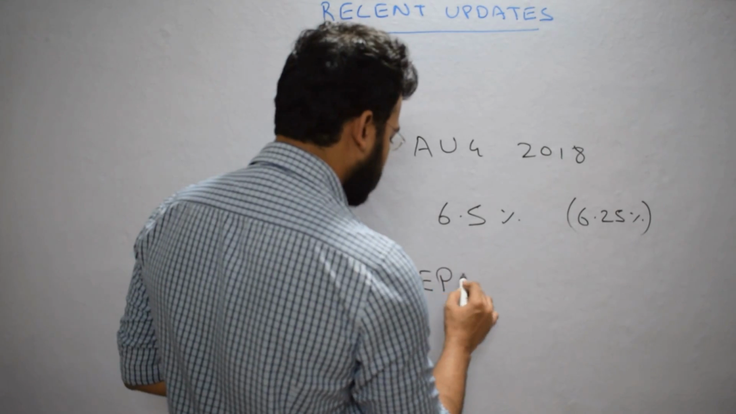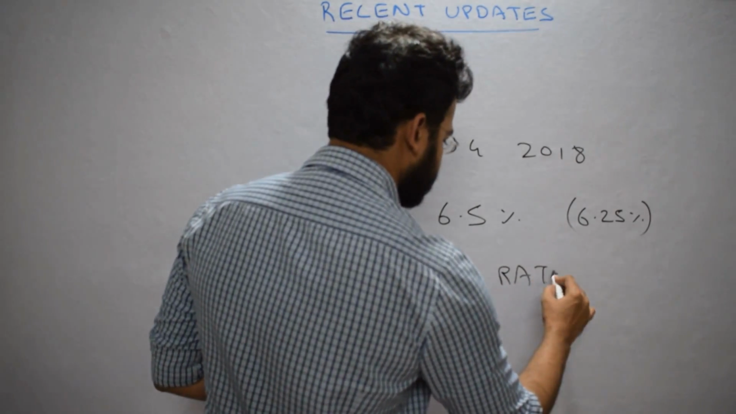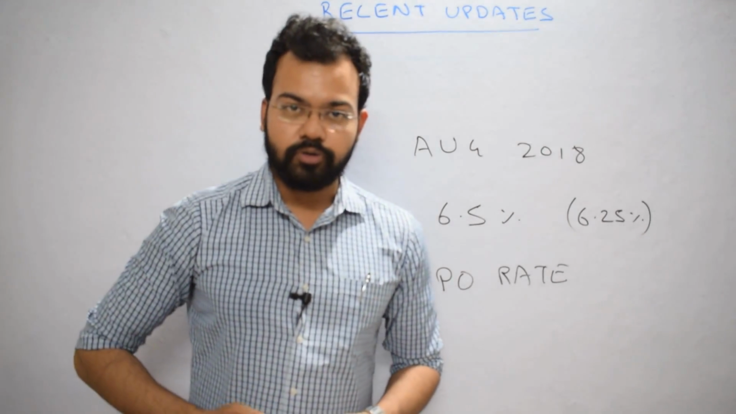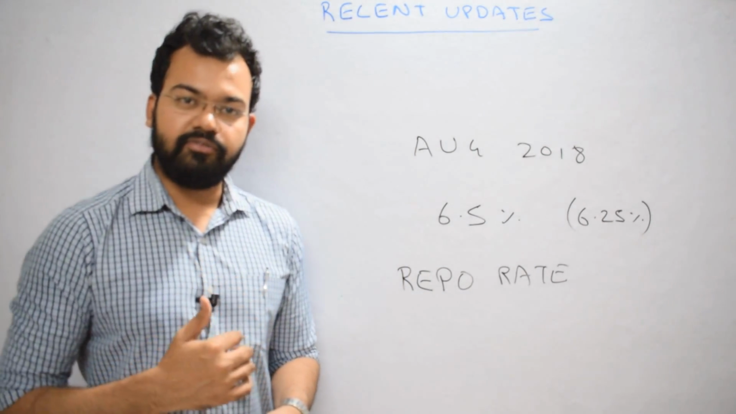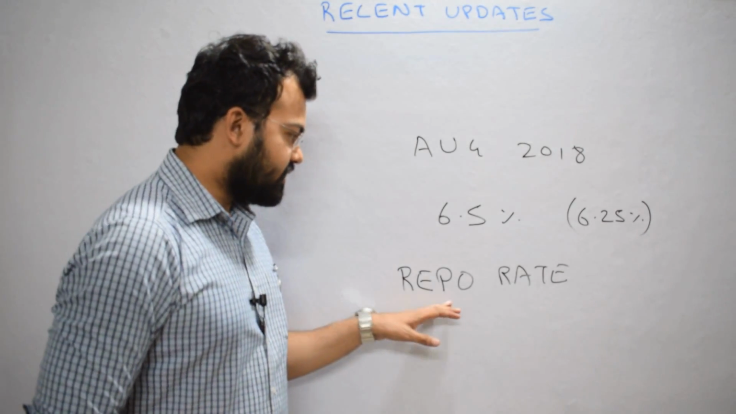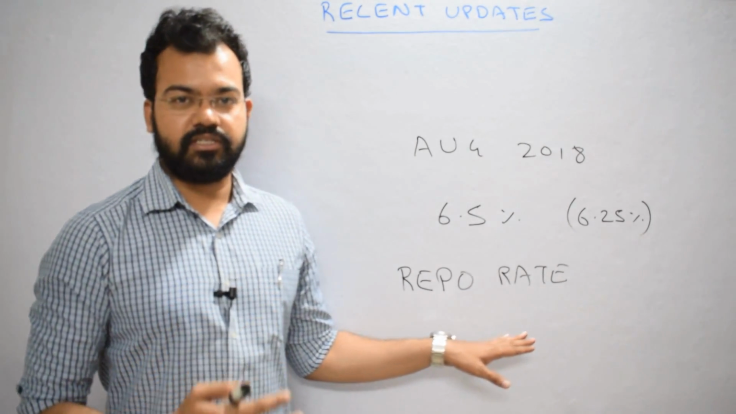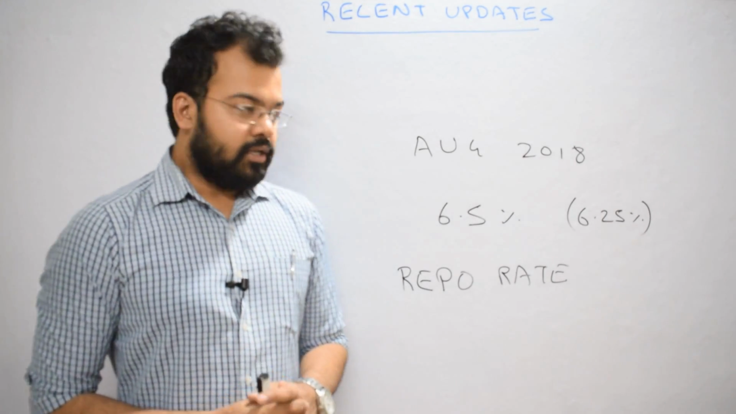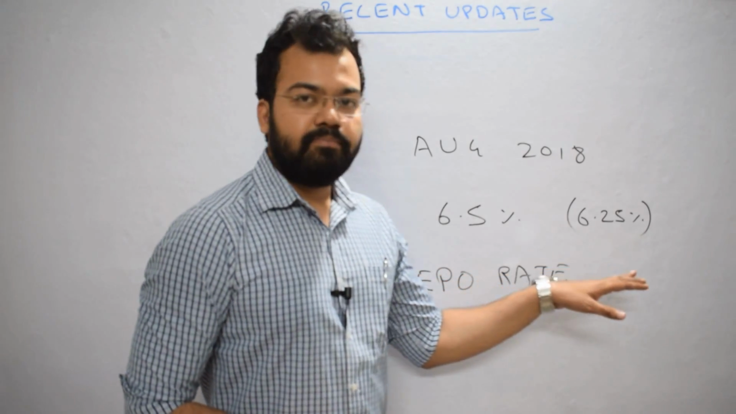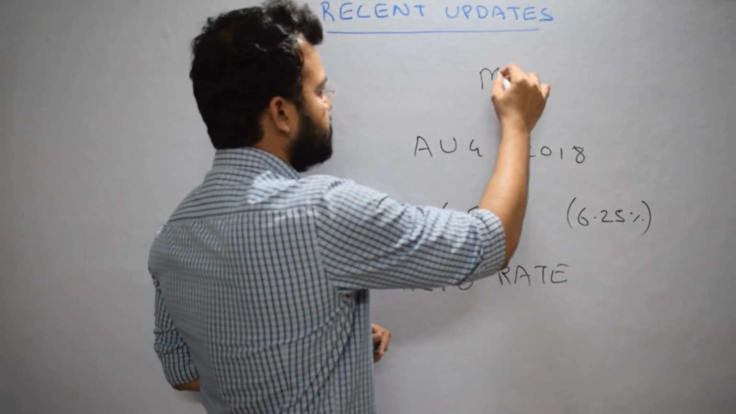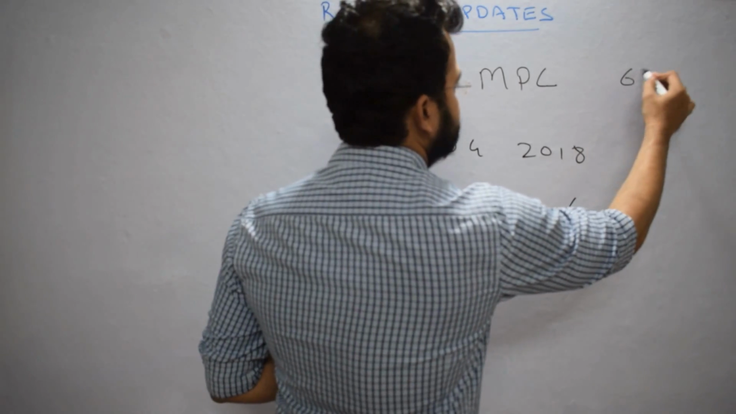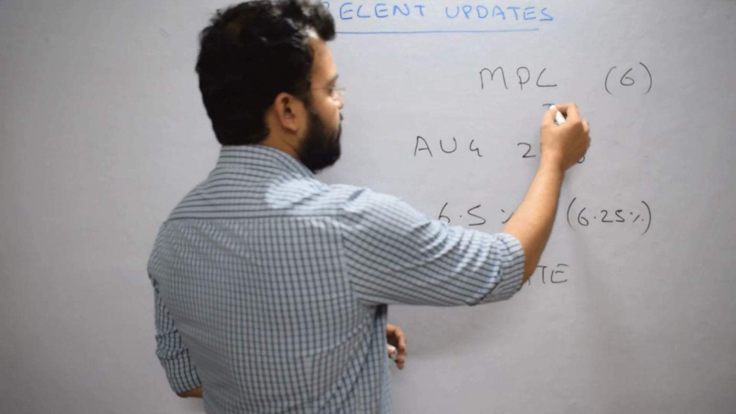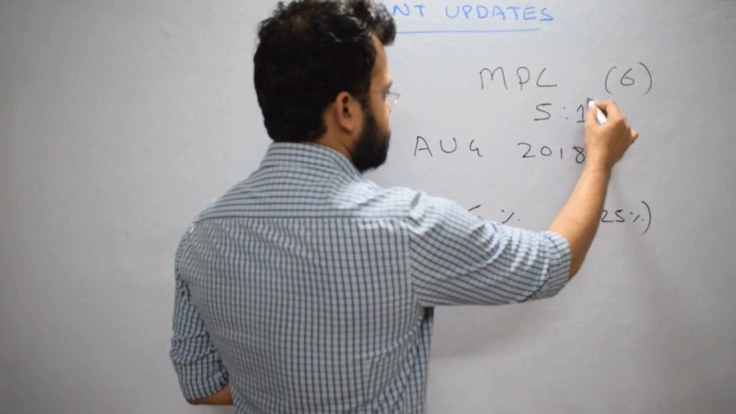So first of all, what is repo rate? Repo rate is the rate at which commercial banks borrow short-term funding or short-term money from Reserve Bank of India. It is a key policy rate for the Reserve Bank of India in order to control the credit in the economy. This decision is taken by MPC, that is Monetary Policy Committee. It is a 6-member Monetary Policy Committee, and 5 voted in favor and 1 against it.